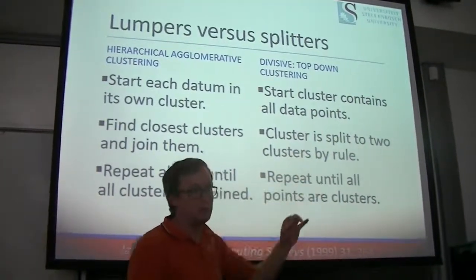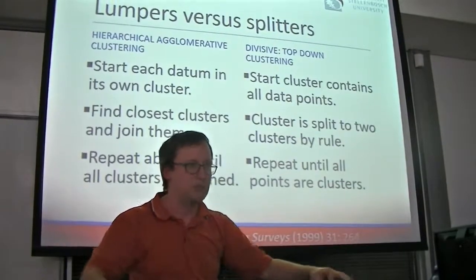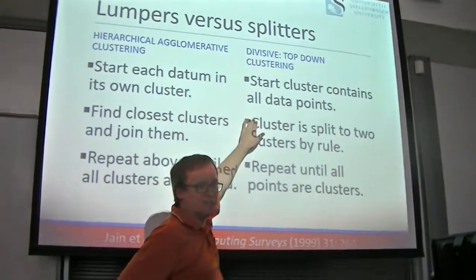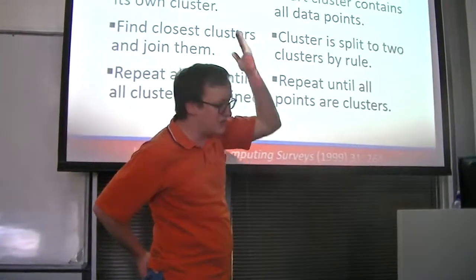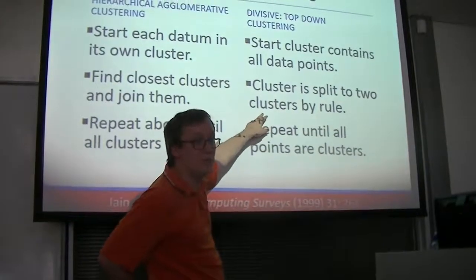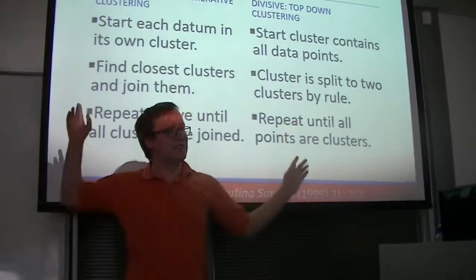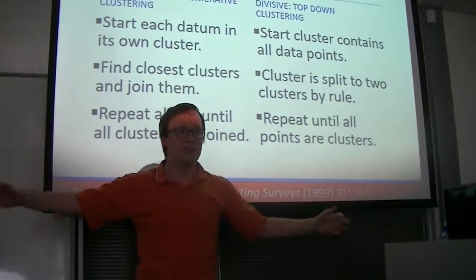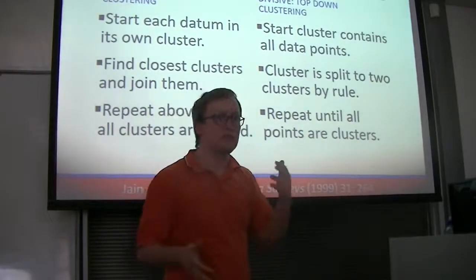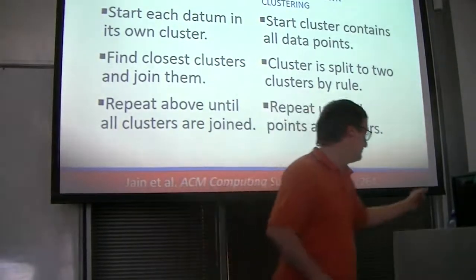Now, in the divisive approach, we're starting with a big group of everything, and we're trying to figure out the most logical ways to chop this up into a set of clusters. So to begin, we have just one cluster, one pool of all of these samples, and we're trying to figure out where to cut it. We use some rule to slice that cluster in half. Now we have two clusters, and we're going to repeat until all of the points are clusters. So this is exactly the same as the approach at the left, except instead of glomming everything together, we're cutting it apart. Both of these approaches are useful. They're not used in exactly the same context, and we'll try to see what that would be.